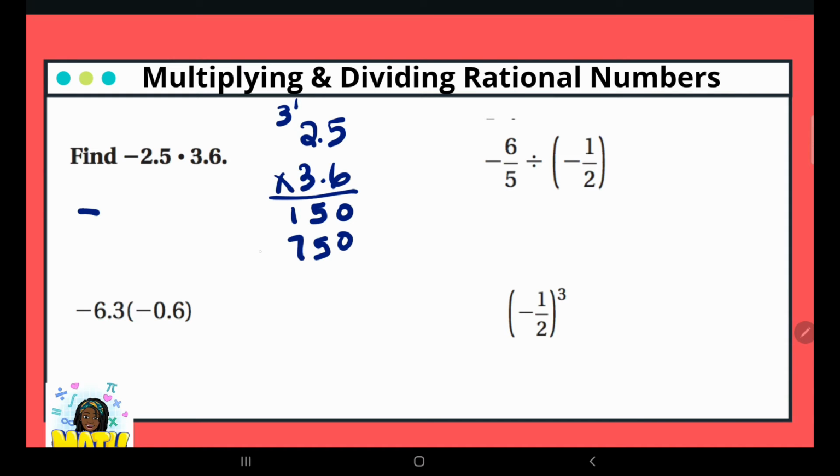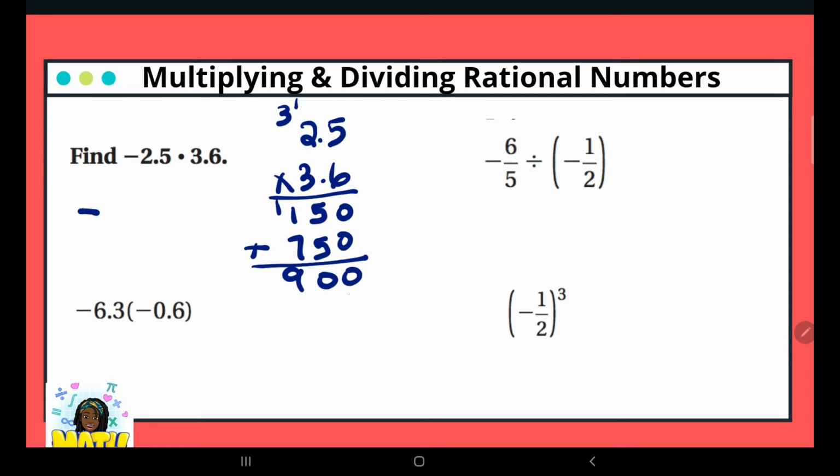So now let's go ahead and add these two numbers. 0 plus 0 is 0. 5 plus 5 is 10. We carry the 1. 7 plus 1 is 8, plus 1 is 9. Okay, so let's go ahead and take a look at our answer. So we have 2.5 times 3.6, okay?